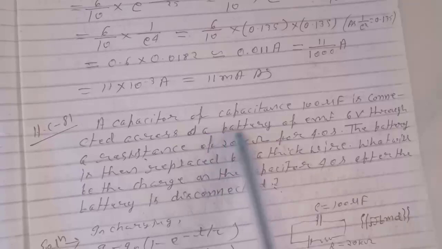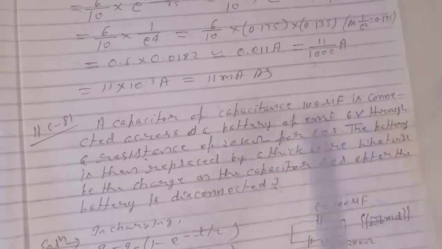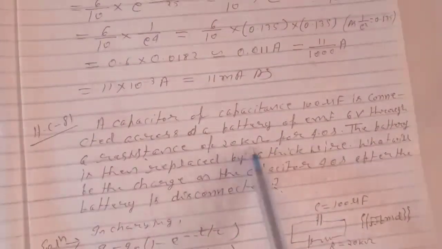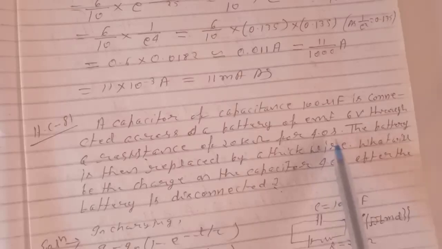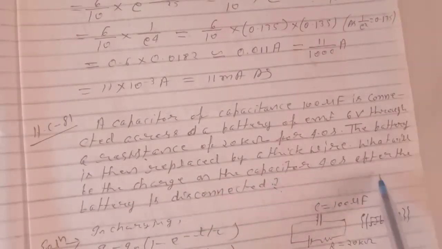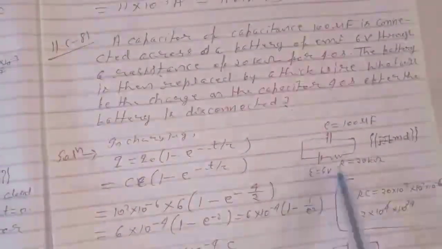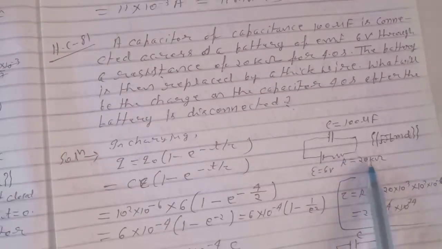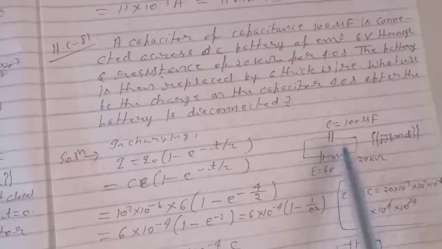Next, a capacitor of capacitance 100 microfarad is connected across a battery of EMF 6 volt through a resistance of 20 kilo ohm for 4.0 seconds. The battery is then replaced by a thick wire. What will be the charge on the capacitor 4 seconds after the battery is disconnected? Here the situation is shown: a capacitor of 100 microfarad is connected with a battery of 6 volt and with a resistance 20 kilo ohm, and it is connected for 4 seconds.